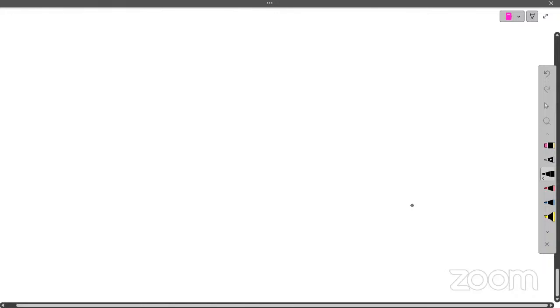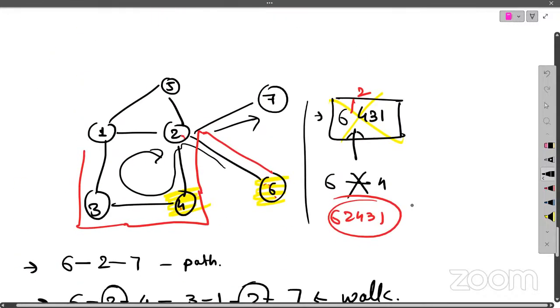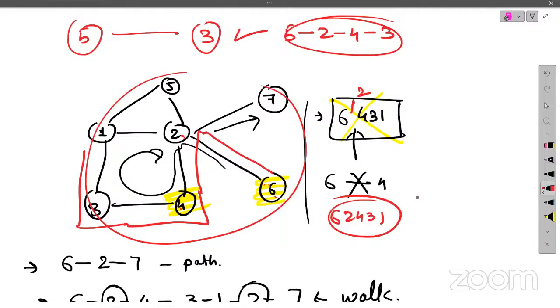Now let's go to the connected graph. So what is a connected graph? A connected graph means that if you can reach from any vertex to any other vertex using some path, then that graph is known to be connected. For example, this graph is connected because we can reach any vertex from any other vertex. If I ask you, can we reach from vertex 5 to vertex 3? The answer is yes. We can just follow the sequence: I'll start from 5, go to 2, then go to 4, and then go to 3. So this is one path.